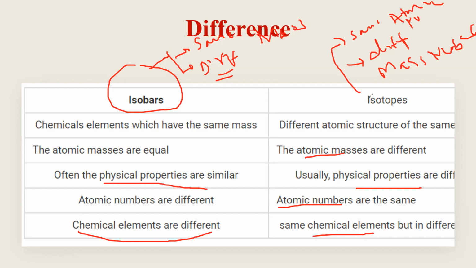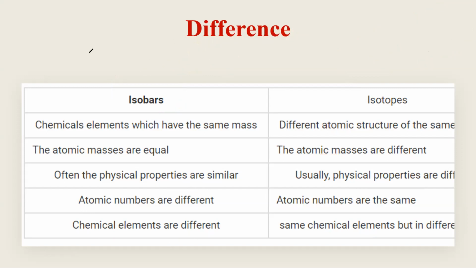The first difference depends upon the atomic mass and atomic number, and the second depends upon the chemical property and physical property. In this way we can remember the difference between isotopes and isobars.